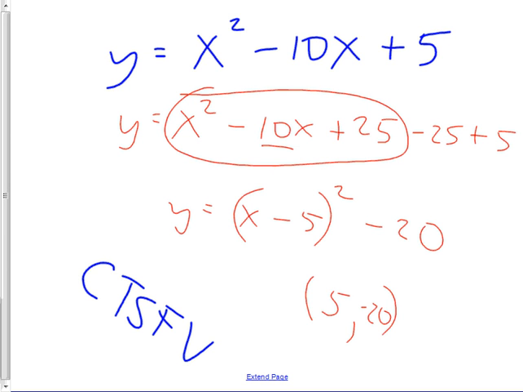Okay, next thought. Does this one have a stretch factor? No, if it did have a stretch factor, it'd be like right here, right? So let me show you how that would look.